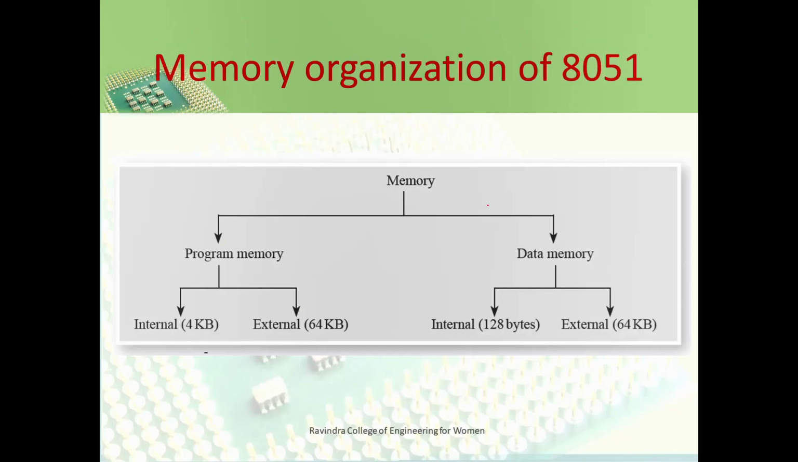Similarly, if I want to check the memory organization of this 8051, I can find that it has two memories. One is program memory and the second one is data memory. Program memory has internal memory of 4 KB and external memory of 64 KB, whereas data memory is 128 bytes internal and 64 KB external. This is how the memory of the 8051 microcontroller is divided.